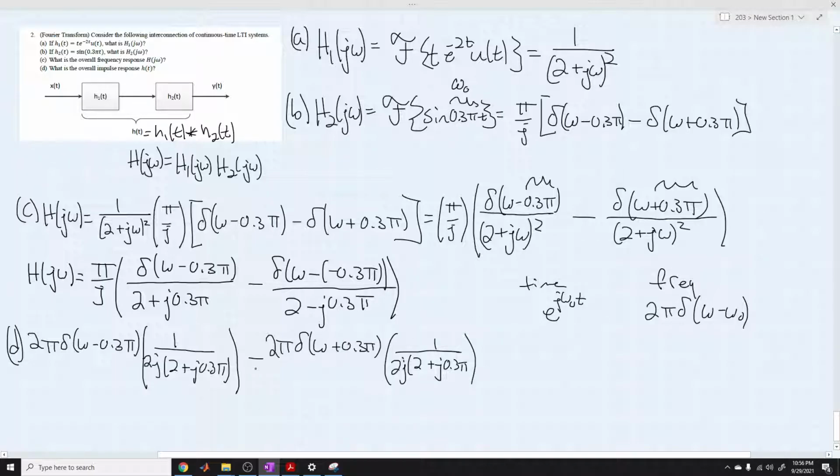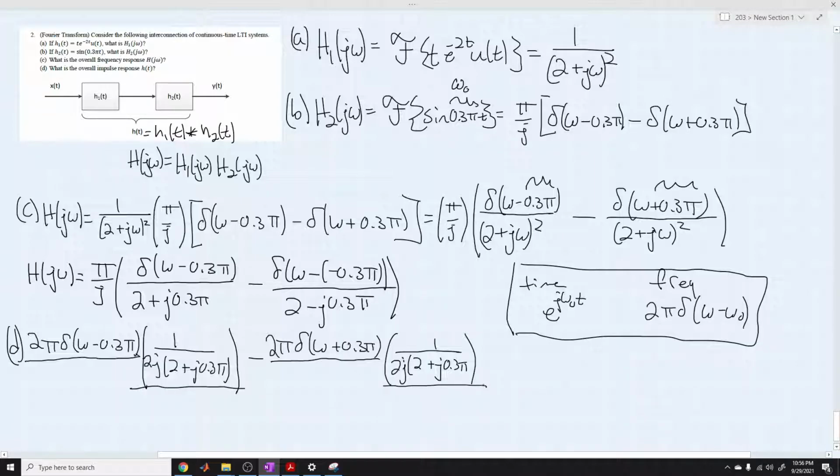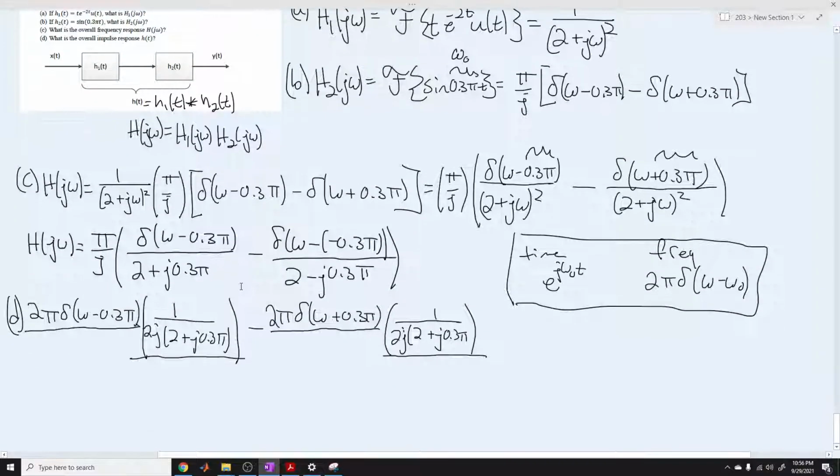So now this part right here and right here look exactly like something from our table. And like I said, these are complex numbers, but they're numbers, so we just treat them as coefficients. That means that h of t is going to be equal to e to the j 0.3 pi t, over 2j times 2 plus j 0.3 pi.